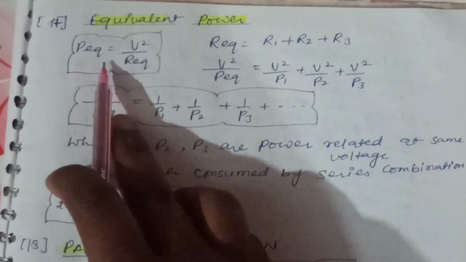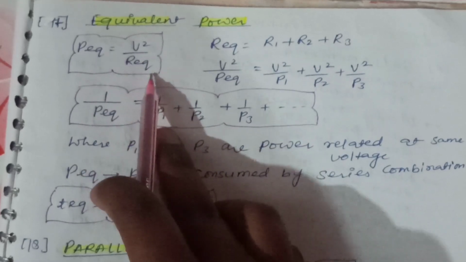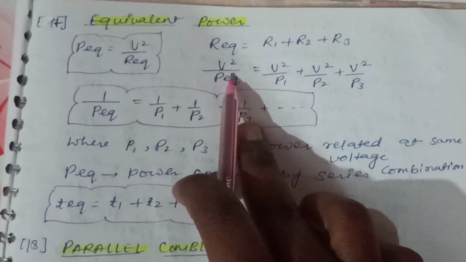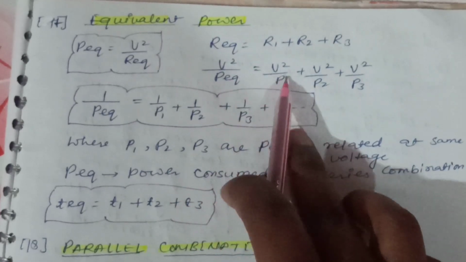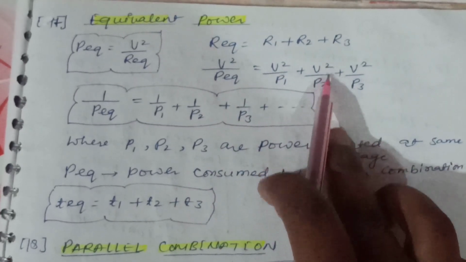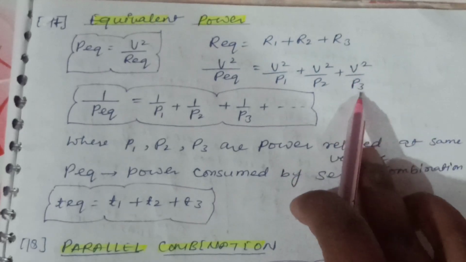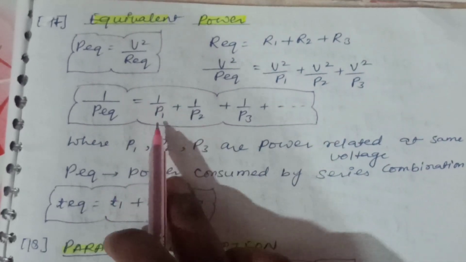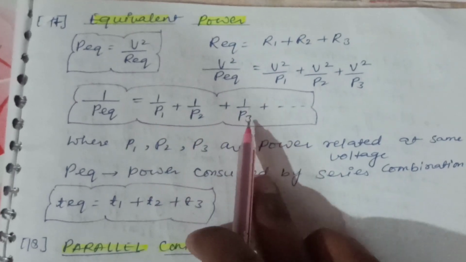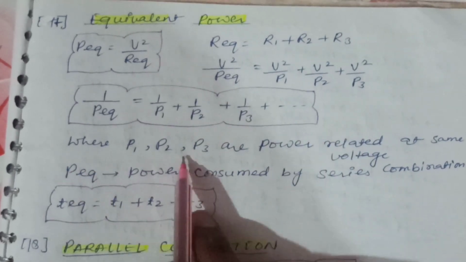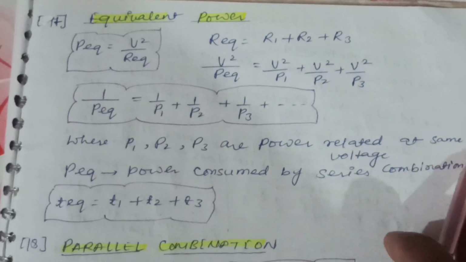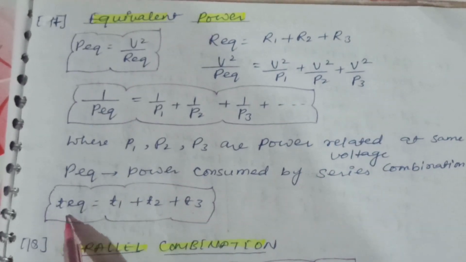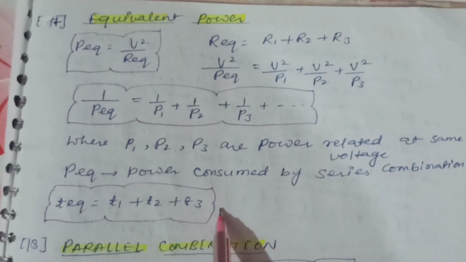Equivalent power: P equivalent is equal to V square upon R equivalent. R equivalent is equal to R1 plus R2 plus R3. V square upon P equivalent is equal to V square upon P1 plus V square upon P2 plus V square upon P3. 1 upon P equivalent is equal to 1 upon P1 plus 1 upon P2 plus 1 upon P3 and so on, where P1, P2, P3 are power ratings at the same voltage. P equivalent is the power consumed by the series combination. T equivalent is T1 plus T2 plus T3.